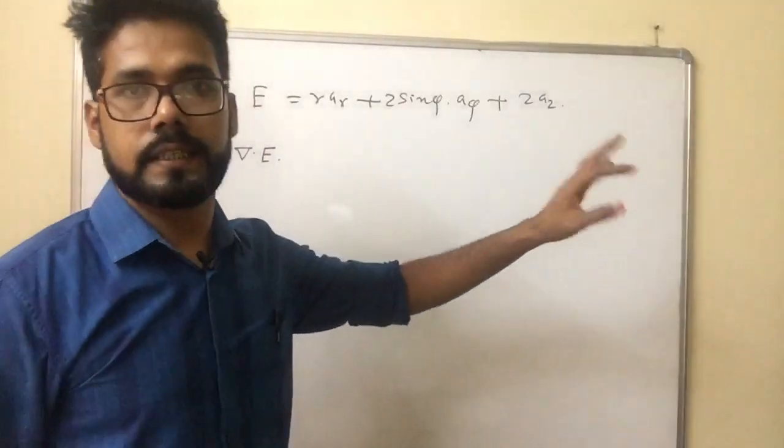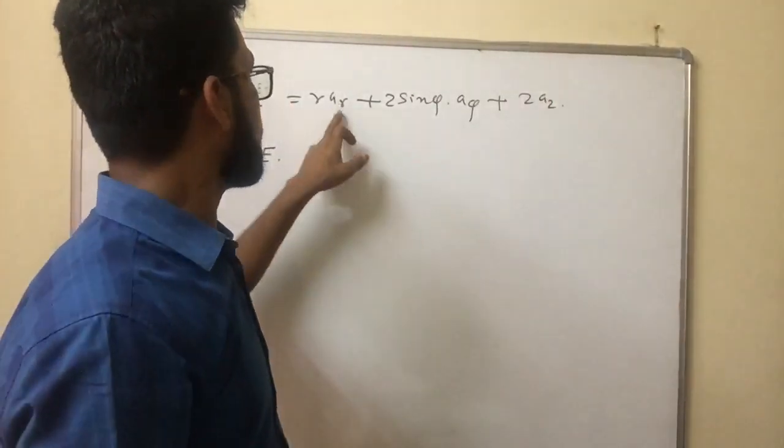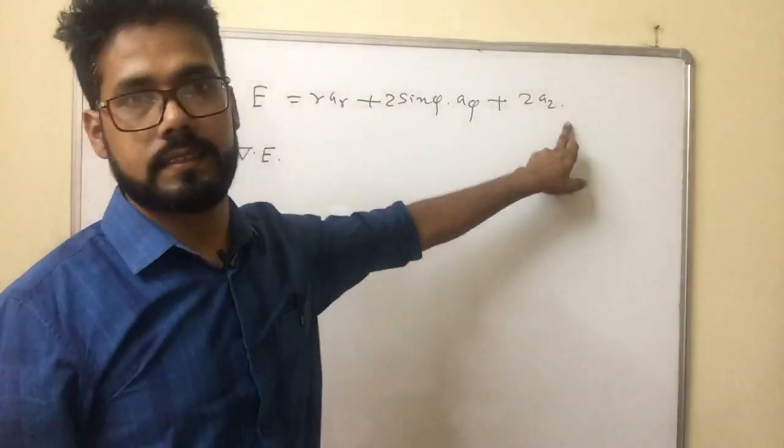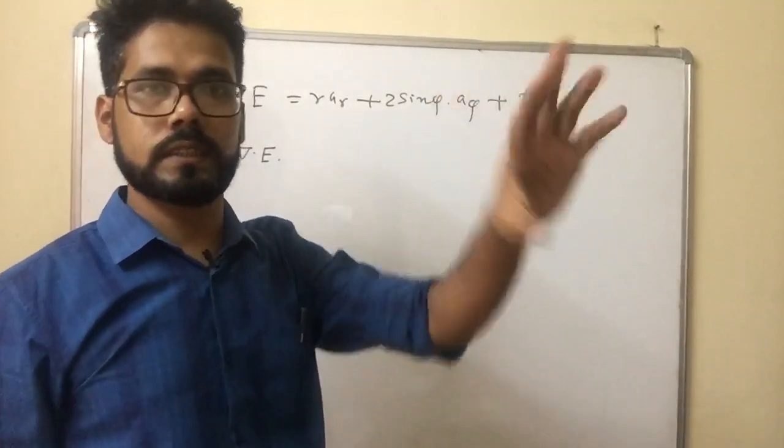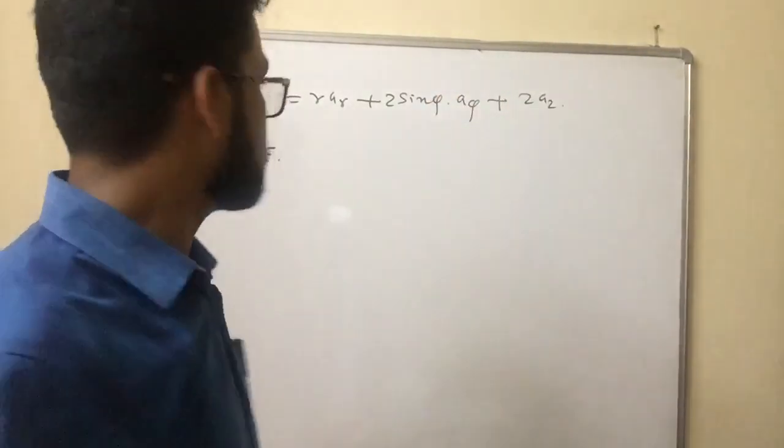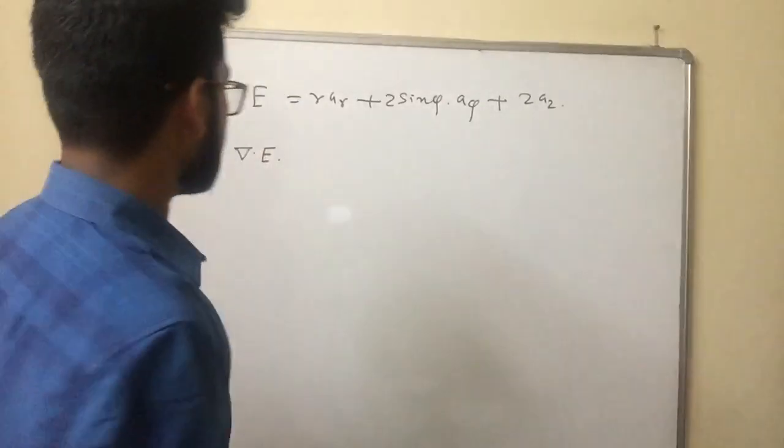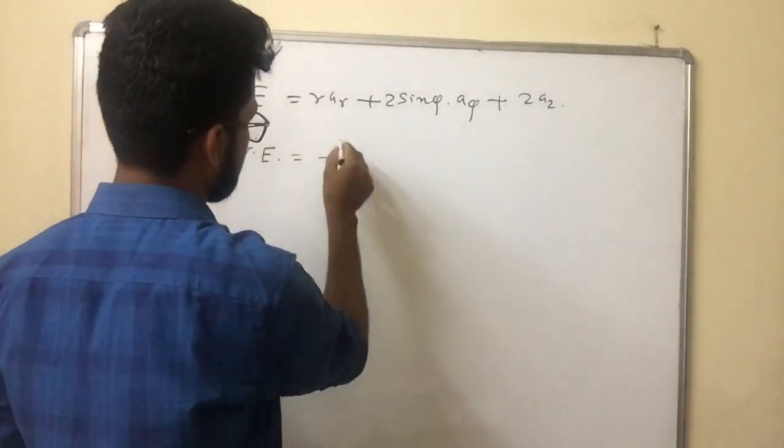Electric field in cylinder. How can you know this is cylinder? Because the unit vectors are R, phi, Z. So this is a cylindrical system. So first of all, we have to calculate the divergence. So what is the formula? That is the general formula I am writing.